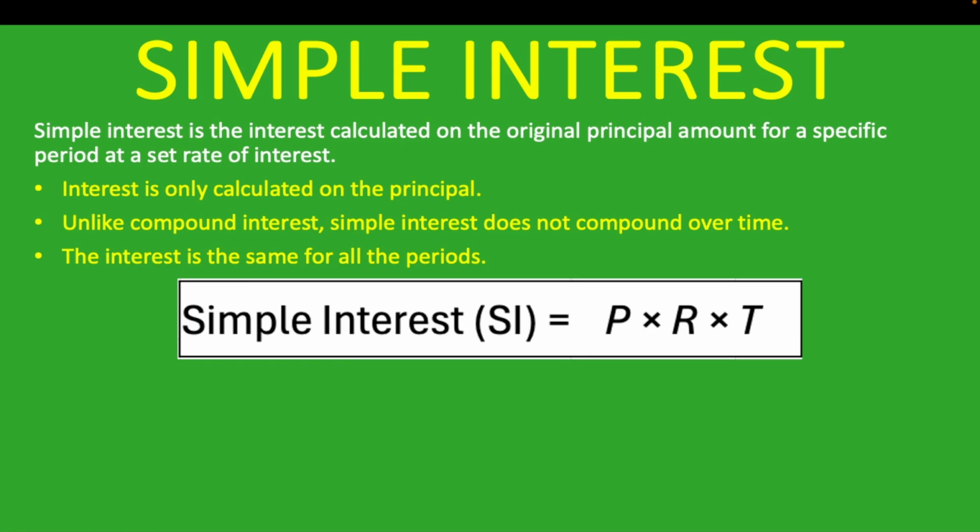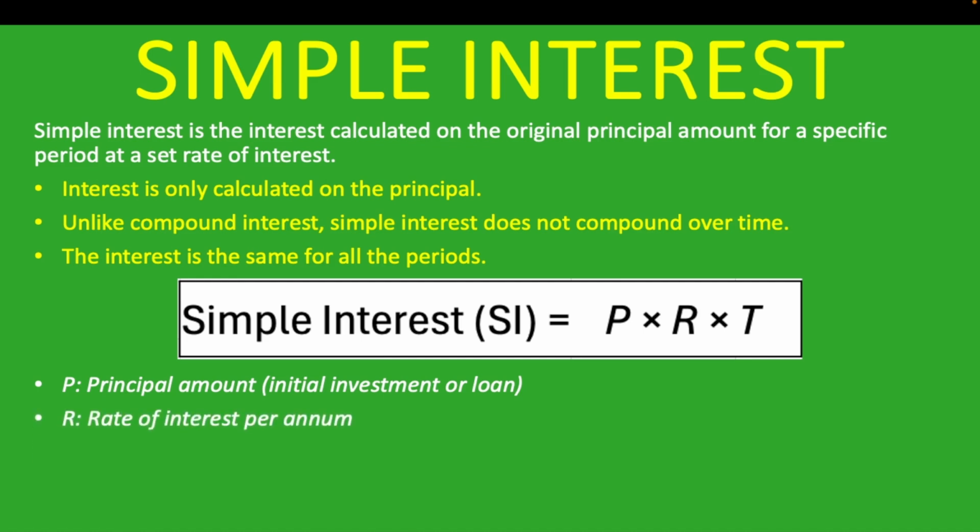Now, what do we mean by P? What do we mean by R? And what do we mean by T? Well, for P, we actually mean the principal amount or the initial value, the initial investment or loan. And so if you're taking out a loan, that will be the loan amount you're taking out. If you're investing in a project, that is the initial investment that you are investing. Okay, and then for R, we're referring to the rate of interest per annum. And so you will be given the percentage relating to the scenario. That would be your R. And then your T would be the time period in years.